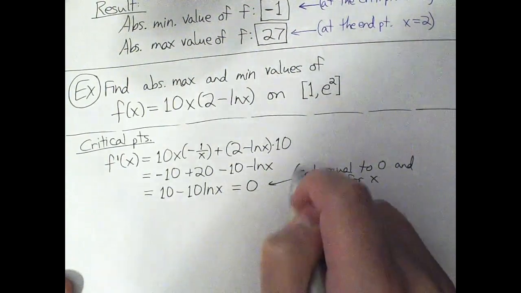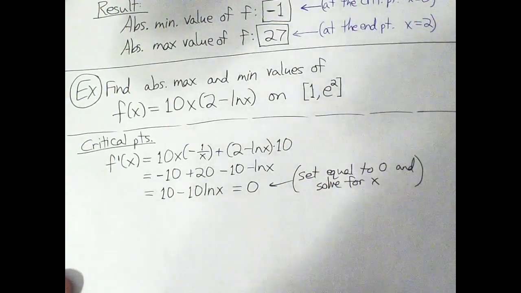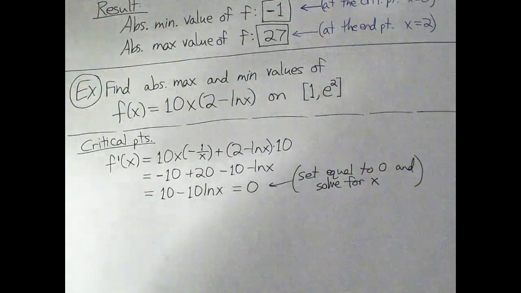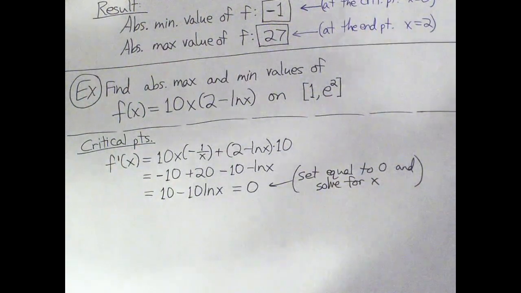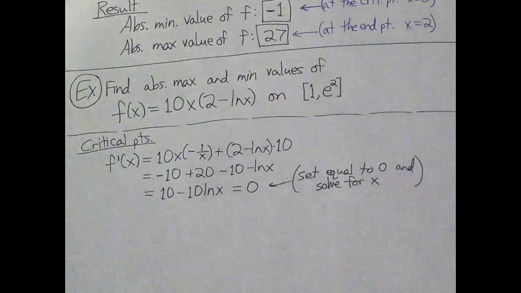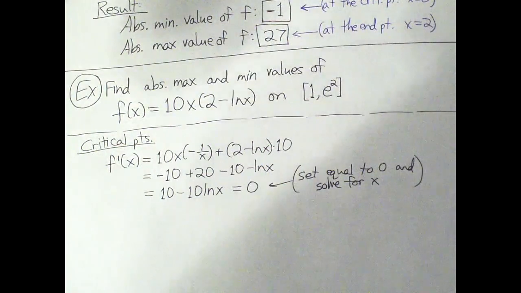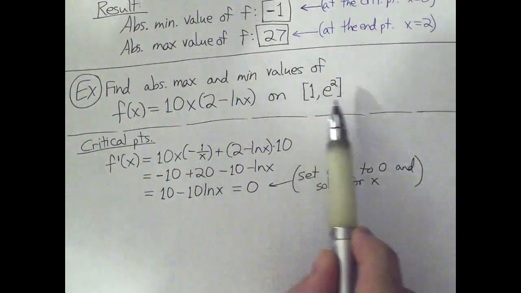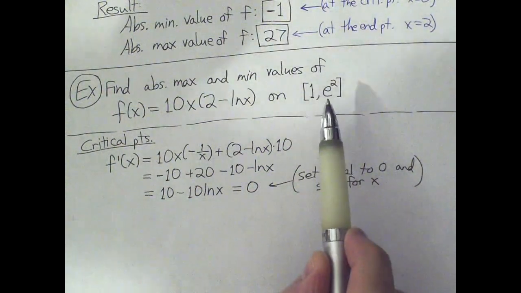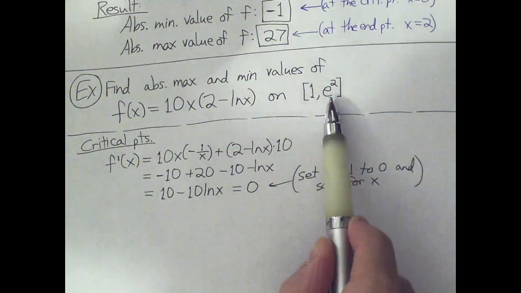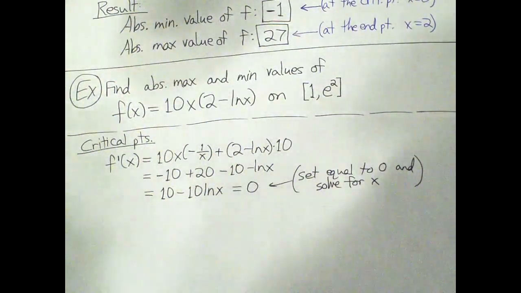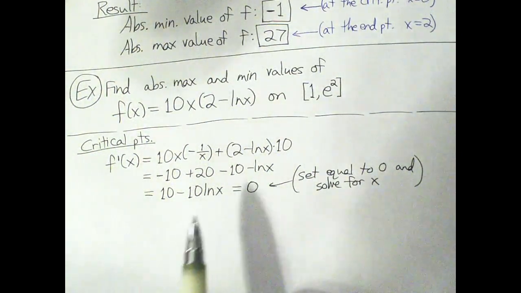Oh, by the way, since you found the derivative, you could also look for places where the derivative is undefined. Like, are there any x values where this is undefined? I see ln, which is a logarithm, and I know that we're not supposed to take a logarithm of a negative number, or 0 for that matter. But the domain we were given is all positives, right? 1 is positive, e squared is positive, so everything in between is positive.